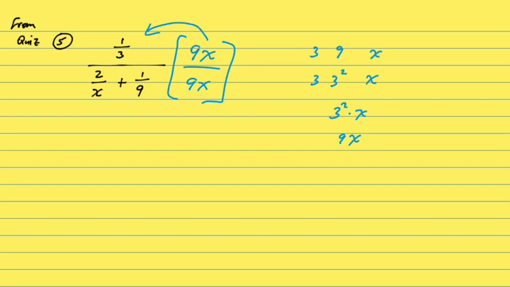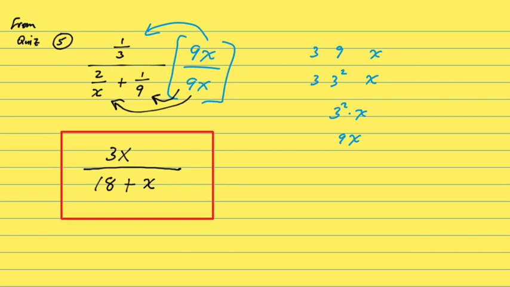What's 9x times 1/3? 3x. If I multiply here, the x's cancel. 2 times 9 is 18. Multiply here, the 9's cancel, leaving me the x. So again, I think that one was significantly easier than number 33. So hopefully you did okay on the quiz one.